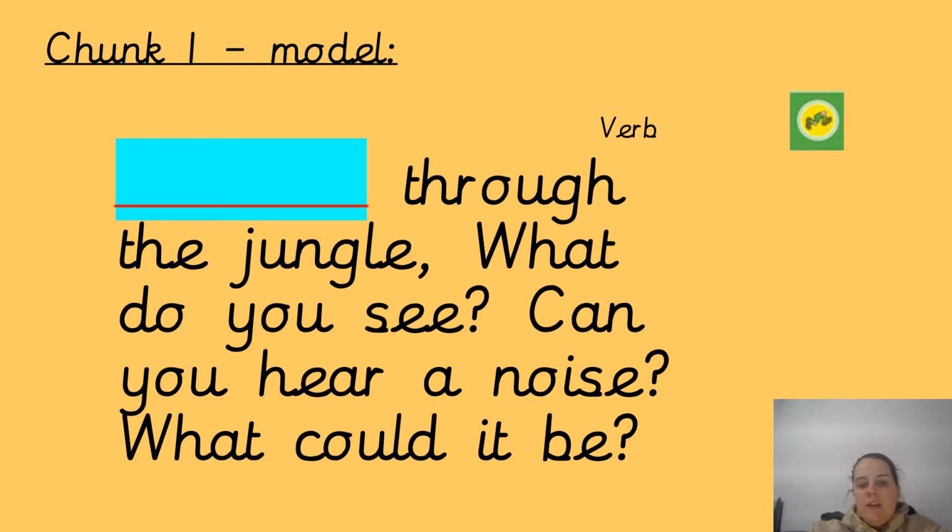What do you see? Can you hear a noise? What could it be? So on the blue line, we are going to add a verb. Okay, so remember, a verb is a doing word. So something that you do, like running, chopping, skipping, dancing.